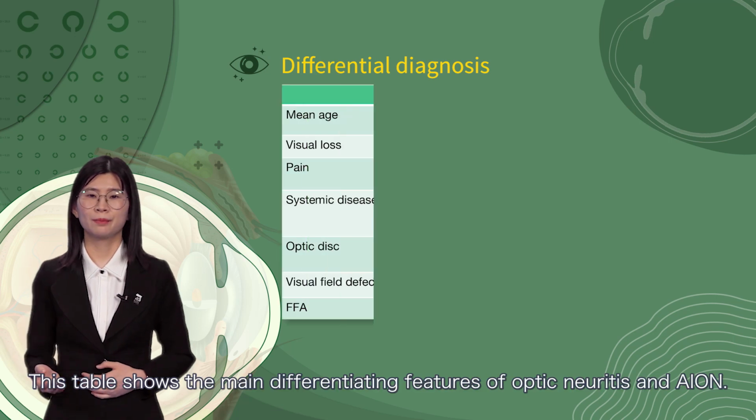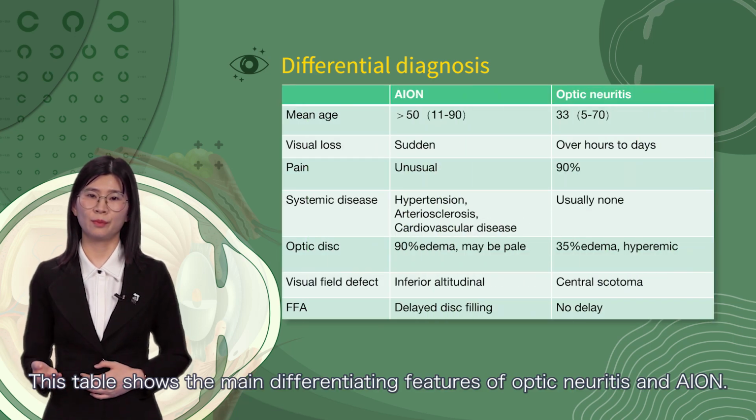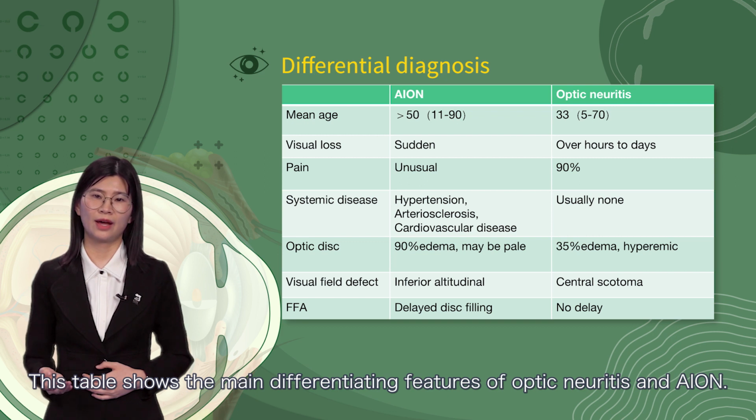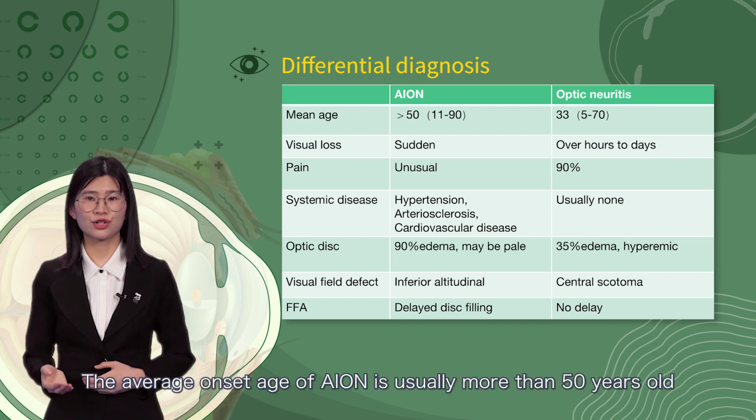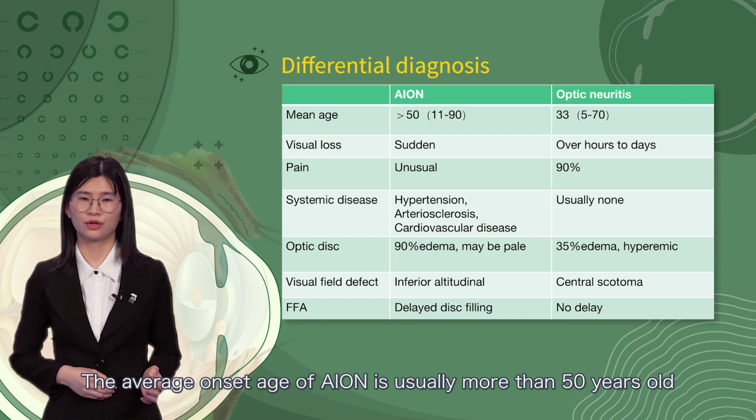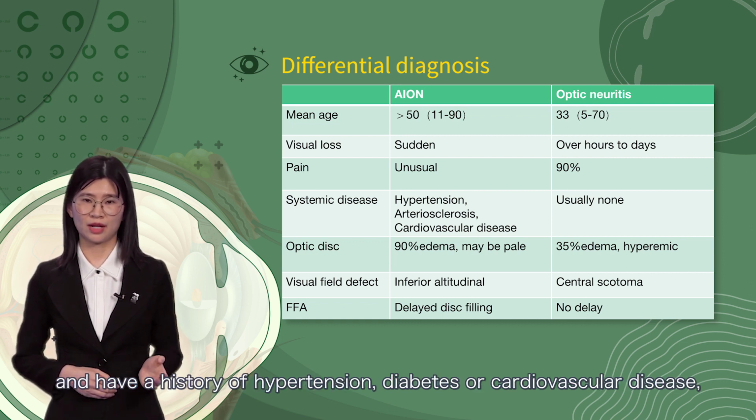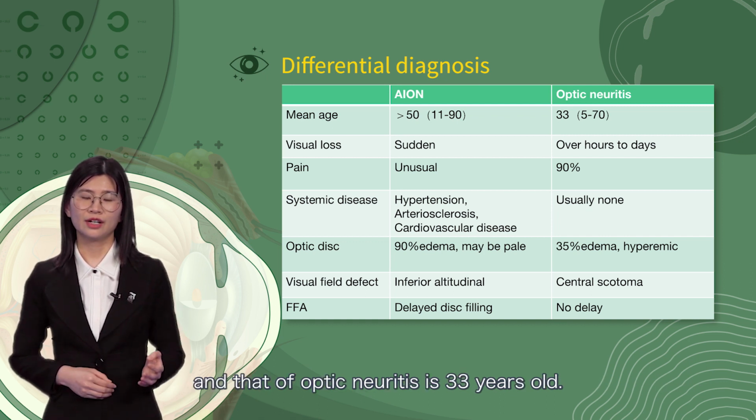This table shows the main differentiating features of optic neuritis and AION. The average onset age of AION is usually more than 50 years old, and patients have a history of hypertension, diabetes, or cardiovascular disease. And that of optic neuritis is 33 years old.